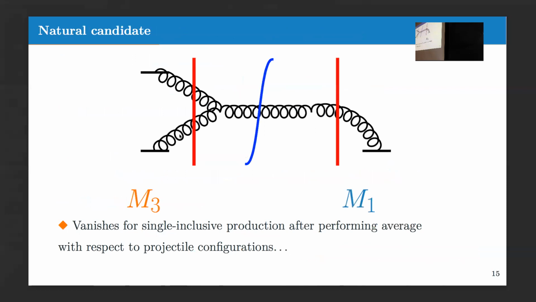So what would be the natural candidate? It would be like this. We would have two sources of the color field in the amplitude. They will interact, and we will have one in the complex conjugate. So this is essentially my M3, and this is essentially my M1. Of course, if you average something like this for single gluon production with respect to the projectile configuration, you'll get zero.